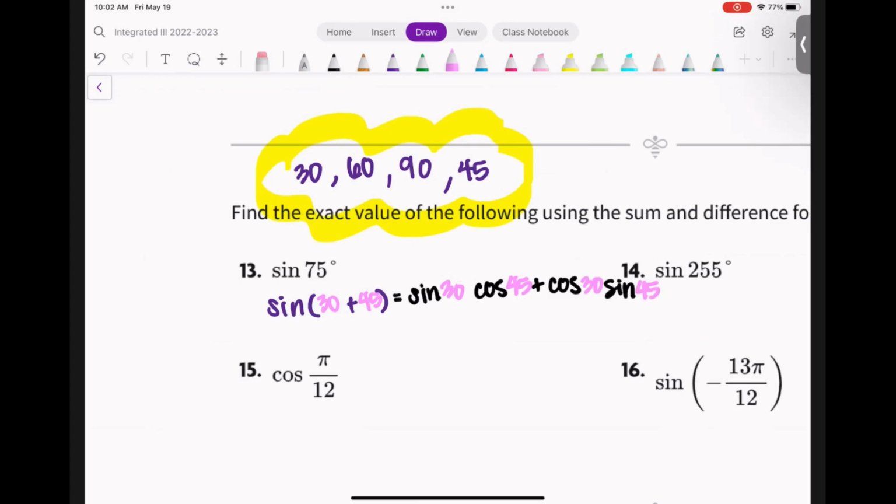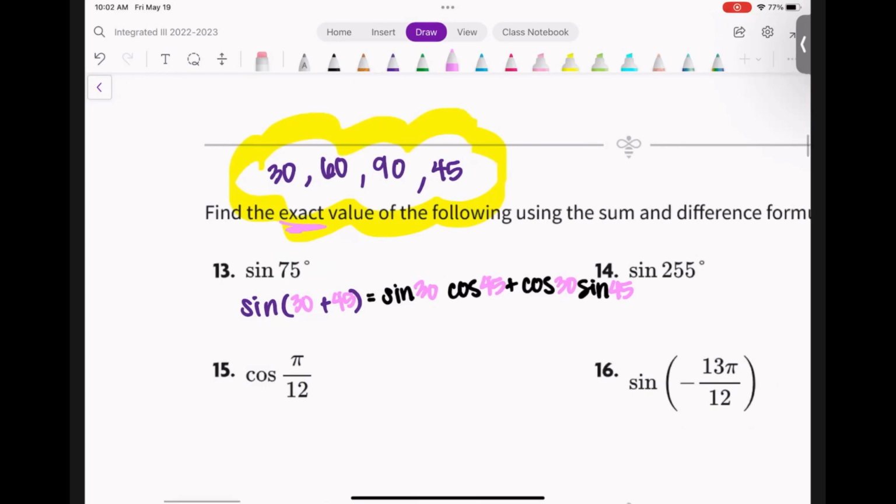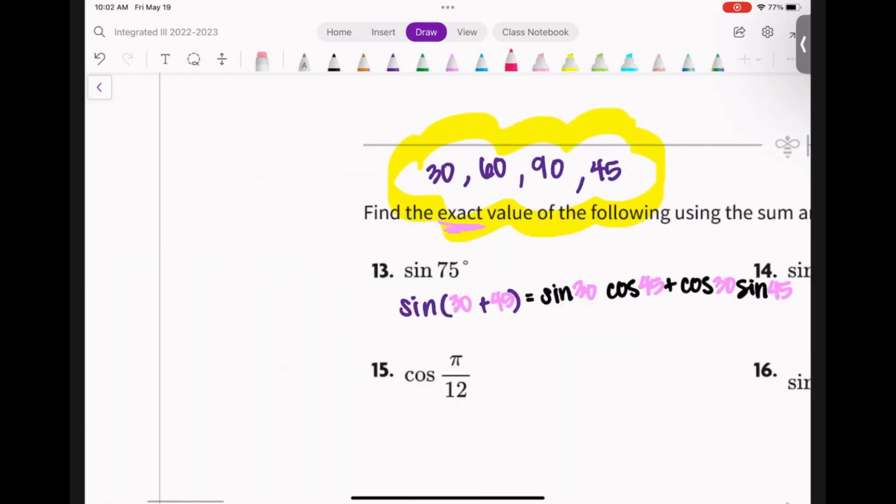Because if you put this in on your calculator, it gives you a decimal answer, and they are asking for exact values. See this? Exact values. So for the sine of 30, I'm going to just draw really quickly my 30, 60, 90 in case you don't know, and my 45, 45, 90. Sorry, these are really bad pictures, but that's okay. So this is 1, 2, root 3. This is 45. This is 1, 1, root 2.